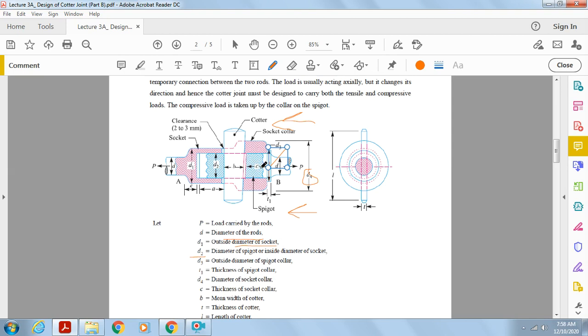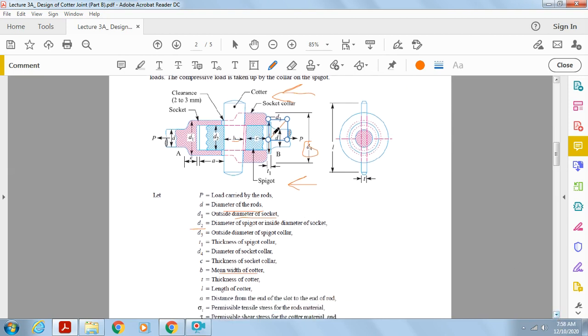This is C. B is the mean width of the cotter. This one is the B. Why mean width? Because we see that the cotter is basically a tapered part, so the upper part has the higher width and the lower part has the minimum width. So obviously we have to consider the mean width value, or the average width value, as B.